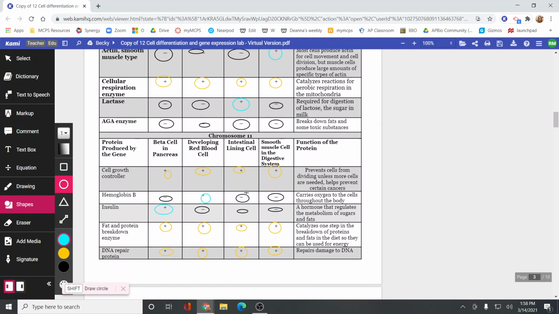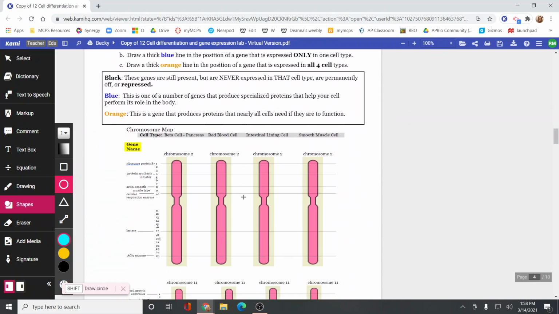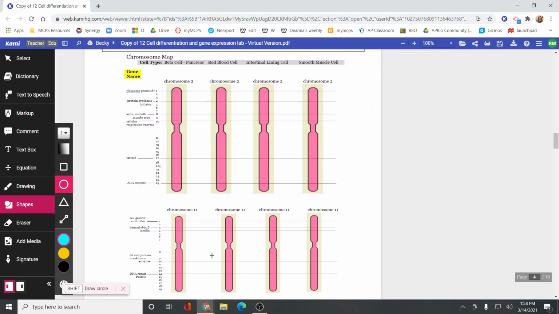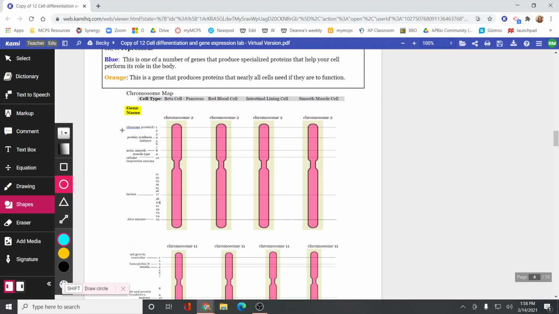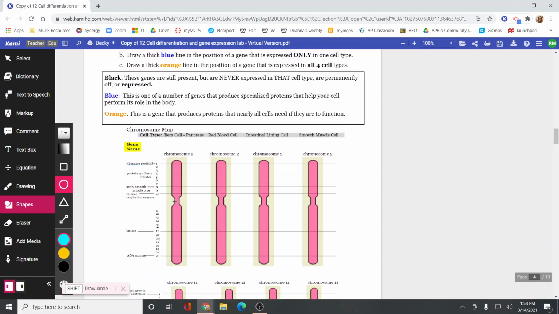But now we're going to go to a physical map of a chromosome. This might be a little tricky. We're going to have to go up and down. What I need you to notice right here is that the cell types are across the top. That could be easy to miss. So this is a picture of chromosome 2 for the beta cell and chromosome 2 for the red blood cell, chromosome 2 for the intestinal lining cell, and for the smooth muscle cell. This is chromosome 11 for those cells. You'll notice that I have the genes in different positions on those chromosomes. So a single chromosome can have multiple genes on it.